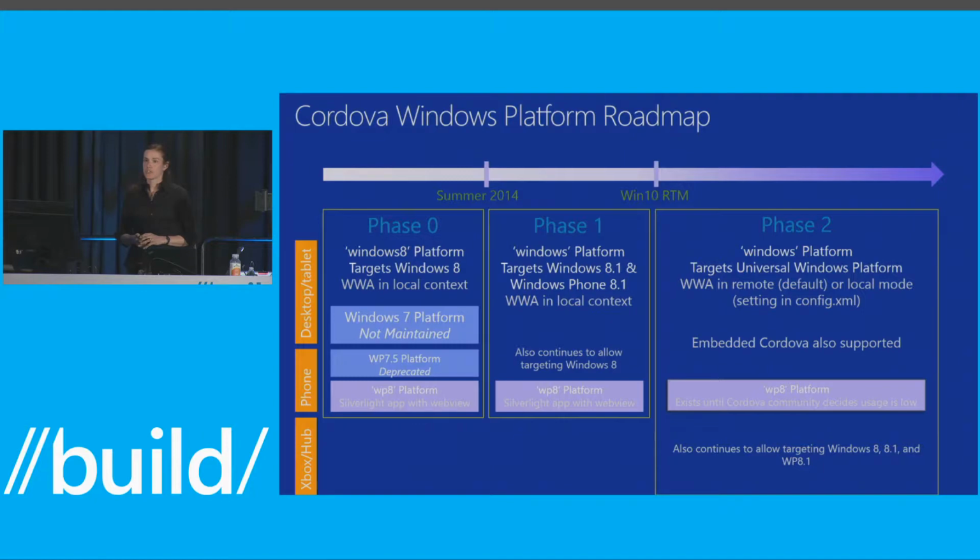We can, with the Windows platform, target either WWA in local context or in remote context for Windows 10. And the differences between those two are in the security context. I'm not going to go deeply into the security context differences in those. Suffice to say that we think remote mode is probably the right thing for your Cordova app, but there are times when local mode might be the right thing, and so we've exposed that easily through the configuration for Cordova, and you can switch that.